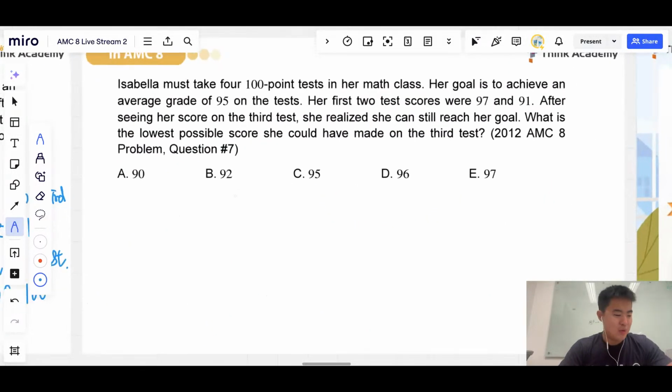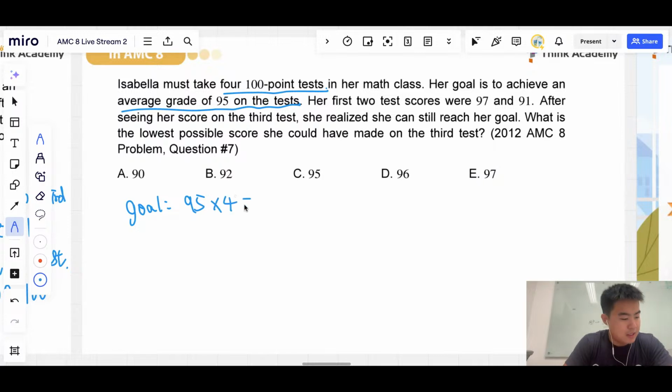Now on to the second one. It should be based on the same idea, same approach. So again, our character Isabella must take, this time, 4 100-point tests in her math class. Her goal is to achieve an average of 95 on the tests. Just before reading this part, we can already write down the goal. That is 95, and instead of 5 tests this time, we have 4.